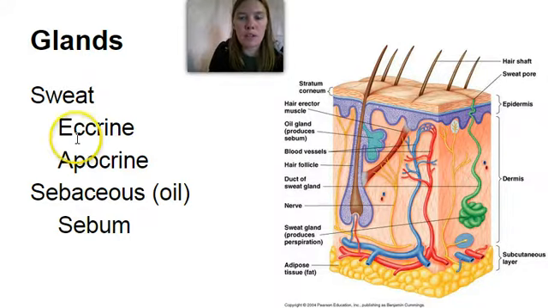There's eccrine sweat glands, which produce true sweat, which is mostly water. You're going to find these in many different places in the body, but there are higher concentrations on the soles of our hands, the soles of our feet, and also our forehead.